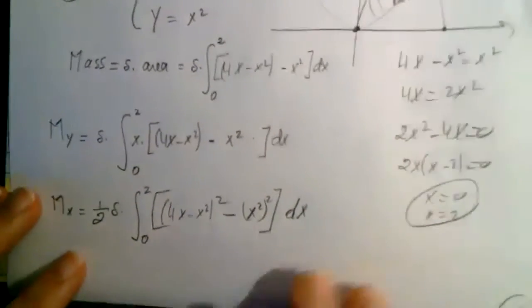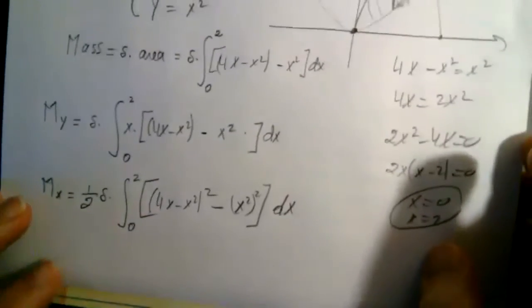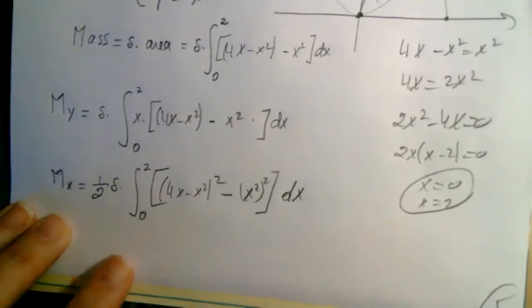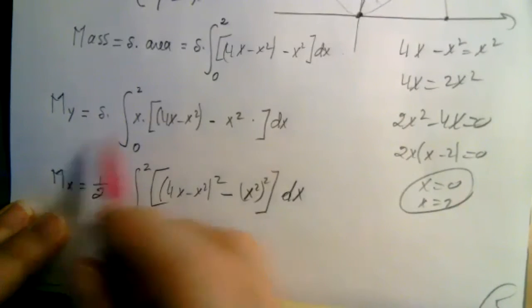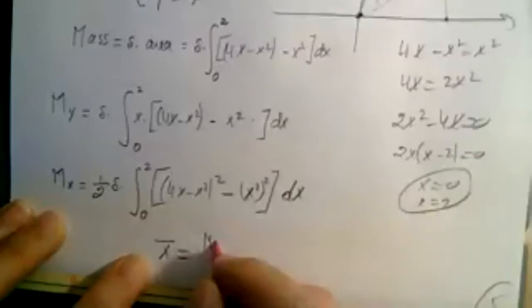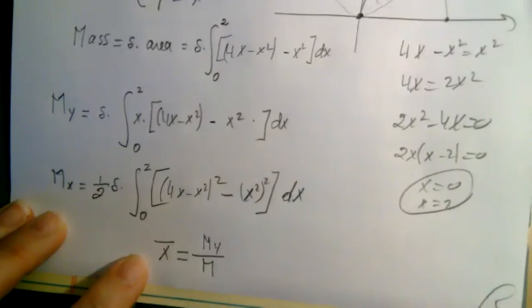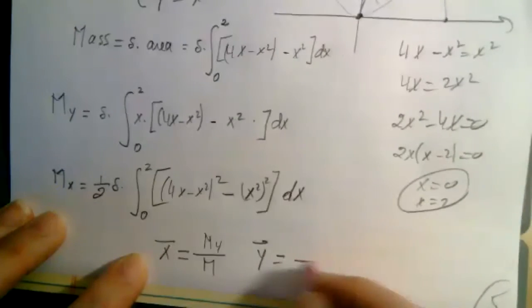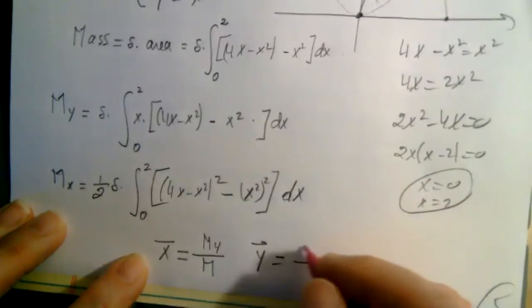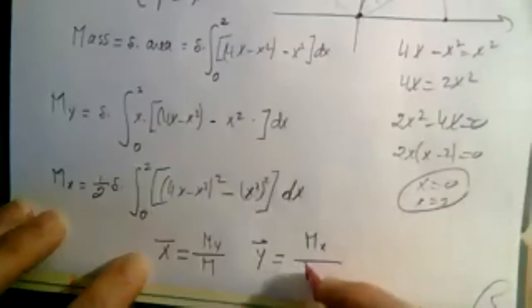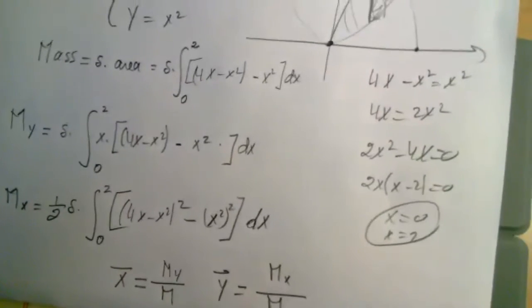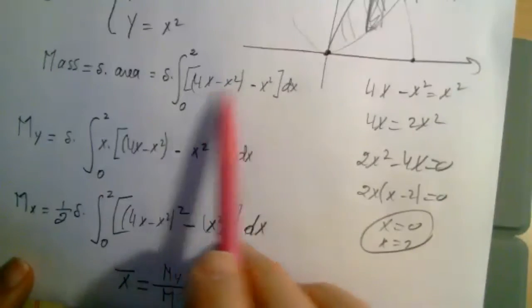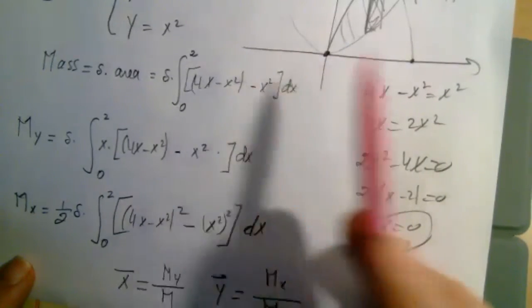Okay, and the rest is just computation, which I'm not going to waste my time on. So x bar, once you do that, is nothing more than Mx divided by the total mass, and the density totally disappears, and y bar is Mx over there. All right, and the rest is computation. The rest is really pure integrating, especially this one. This is an easy computation.